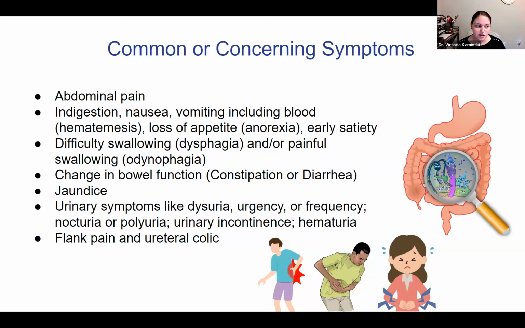They may have indigestion, nausea. If there's vomiting, you need to know if it's with or without blood. Any change in their appetite or early satiety, difficulty swallowing or dysphagia, and then painful swallowing or odynophagia is also something to consider, and then the differences of why those are occurring. Change in bowel functions from constipation to diarrhea, jaundice, urinary symptoms like dysuria, urgency, frequency, nocturia or polyuria, urinary incontinence, hematuria, flank pain, or renal colic.